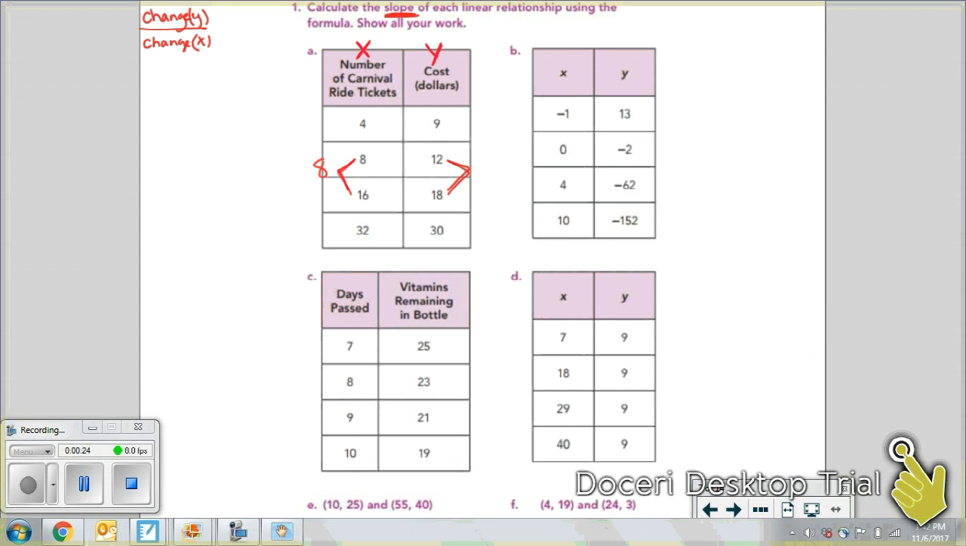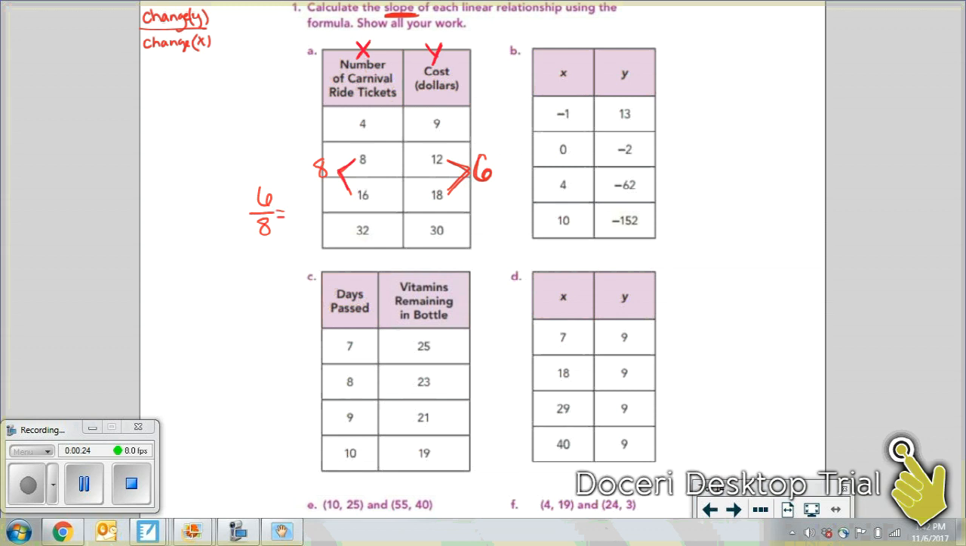Here we go. 1, 2, 3. Very good. You should have said 6. So we have 6. Remember, when we write slope, it's y over x. So we're going to have 6 over 8 as our initial fraction, or our rate of change. We're going to reduce that, though.